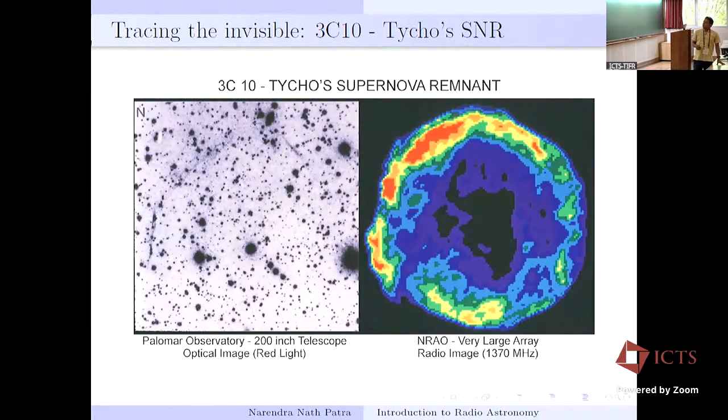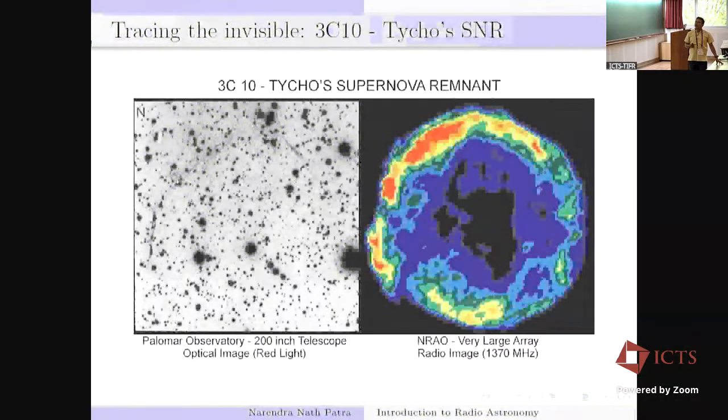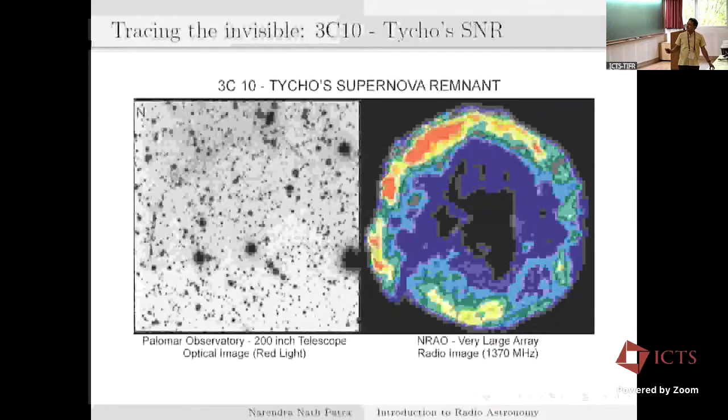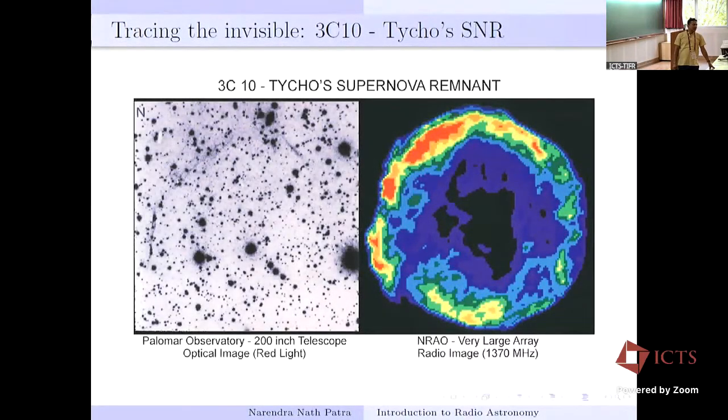This is another very interesting example, the Tycho supernova remnant. The left hand side is an optical image, and the right hand side is a radio image. Now looking at this, can you tell in this image that there is a structure of this sort? Can you figure it out? It's very difficult. You will not be able to figure it out until and unless I tell you that there is something like this where you can see some shock front, right?